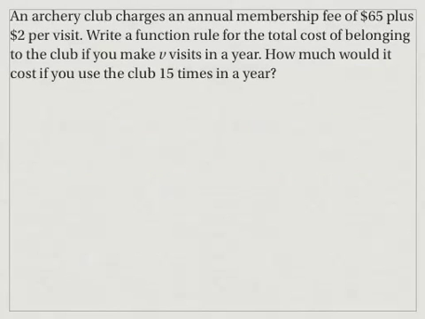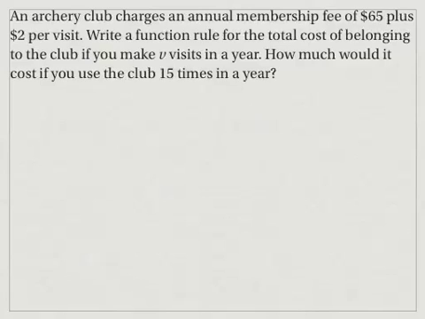The next example says, an archery club charges an annual membership fee of $65 plus $2 per visit. Write a function rule for the total cost of belonging to the club if you make V visits in a year. Then it asks how much would it cost if you use the club 15 times in a year. The first thing we need to do is write a function rule for the total cost of belonging to the club if you make V visits in a year.